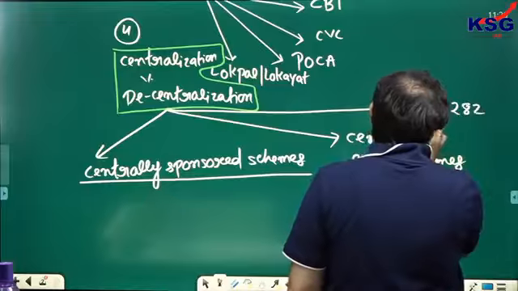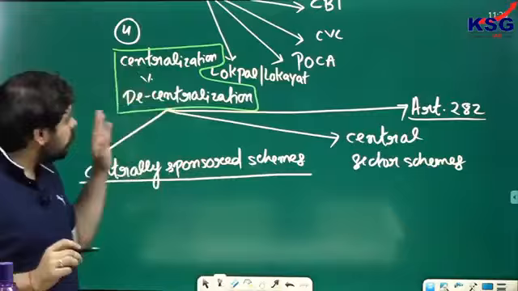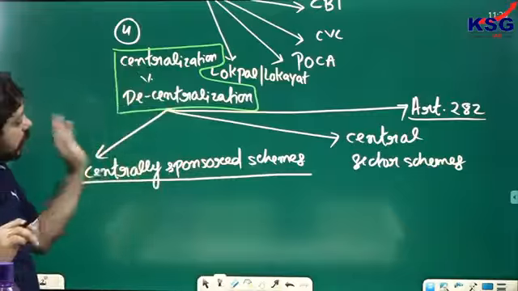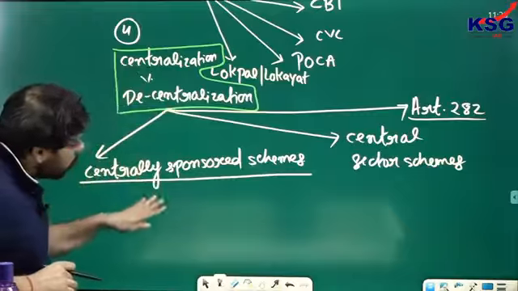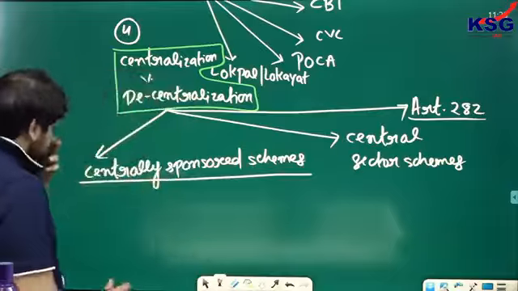Article 282 of the Constitution. Okay, so these are the three parts we'll cover in centralization versus decentralization. Centrally sponsored schemes, central sector schemes, and Article 282. Clear?